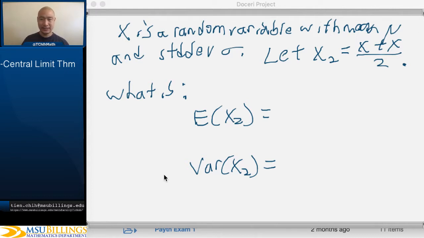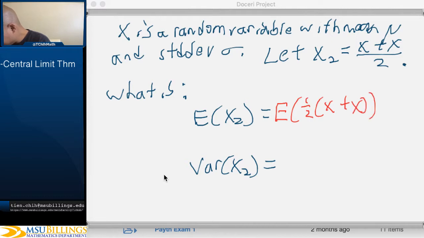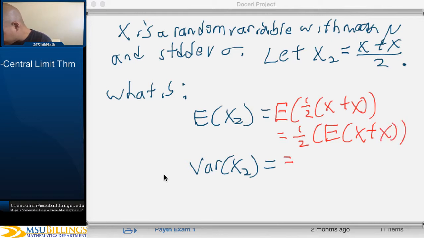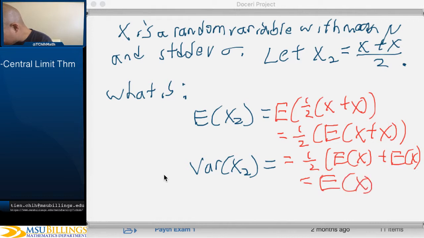If I work this out algebraically using what we covered in chapter 2, what I know about the expectation of x2 is that it's the expectation of 1/2 of x plus x, which is 1/2 the expectation of x plus x, which is 1/2 the expectation of x plus the expectation of x, which is just the expectation of x, which is just mu.